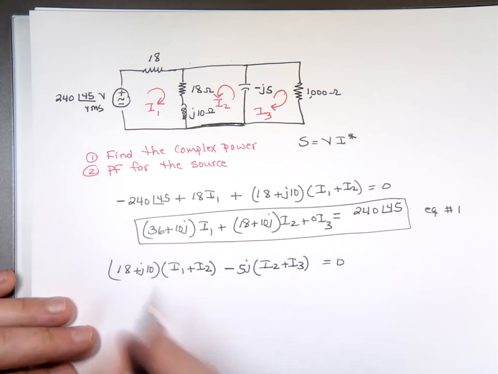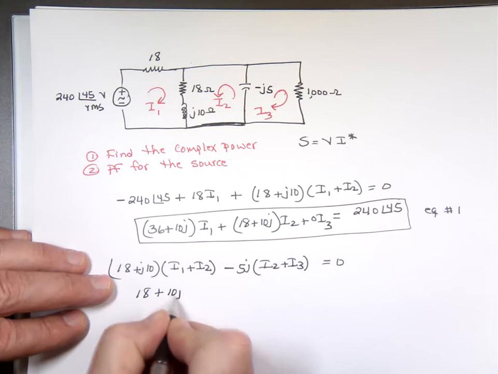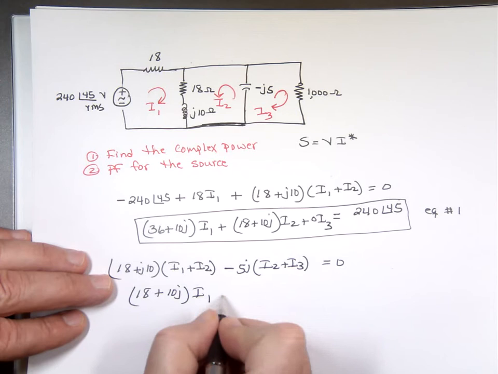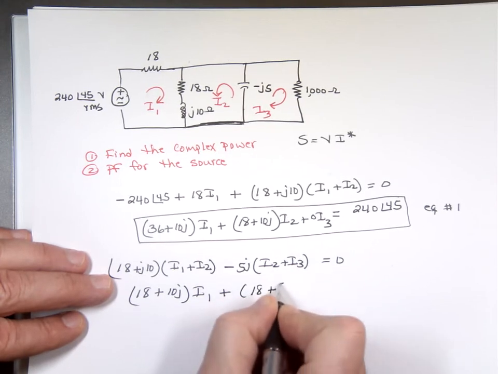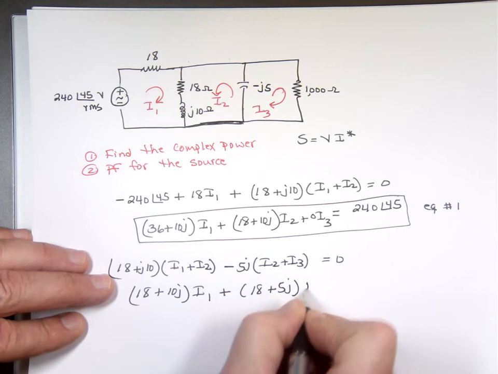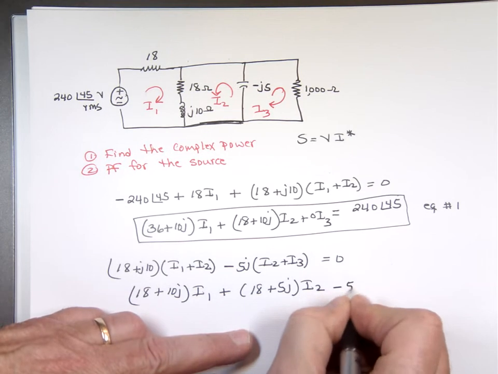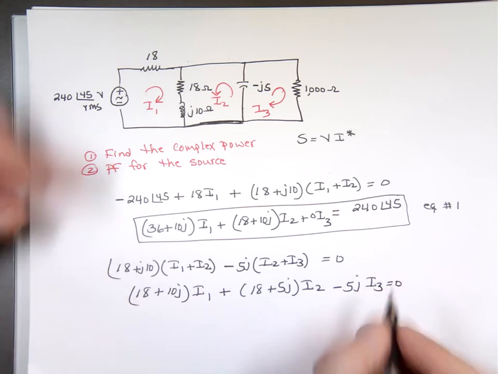Again, let's clean that one. 18 plus 10J, I sub 1. Let's look at I sub 2. 18 plus 5J, I sub 2. And what about I sub 3? Is that negative 5J I sub 3? That's equal to 0, and that's equation number 2.